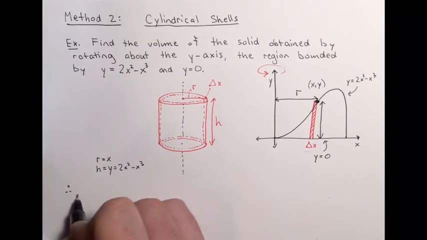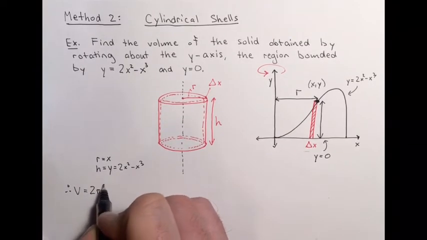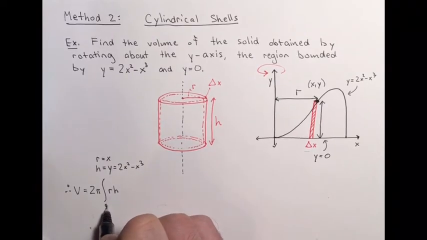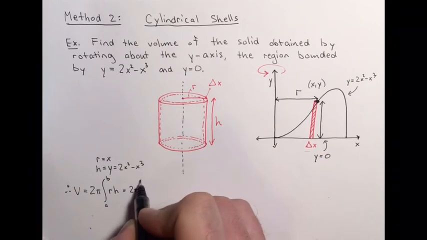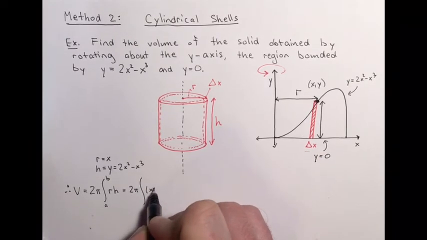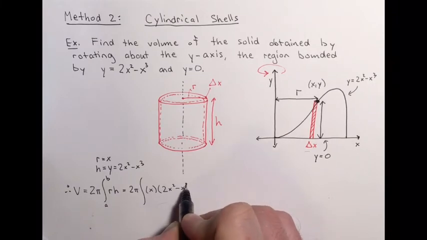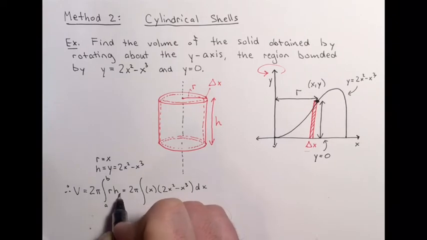And so great, our volume is just going to be equal to 2 pi times the integral of radius multiplied by height from a to b. And our radius is x. Our height is 2x squared minus x to the power of 3. We're integrating with respect to x.